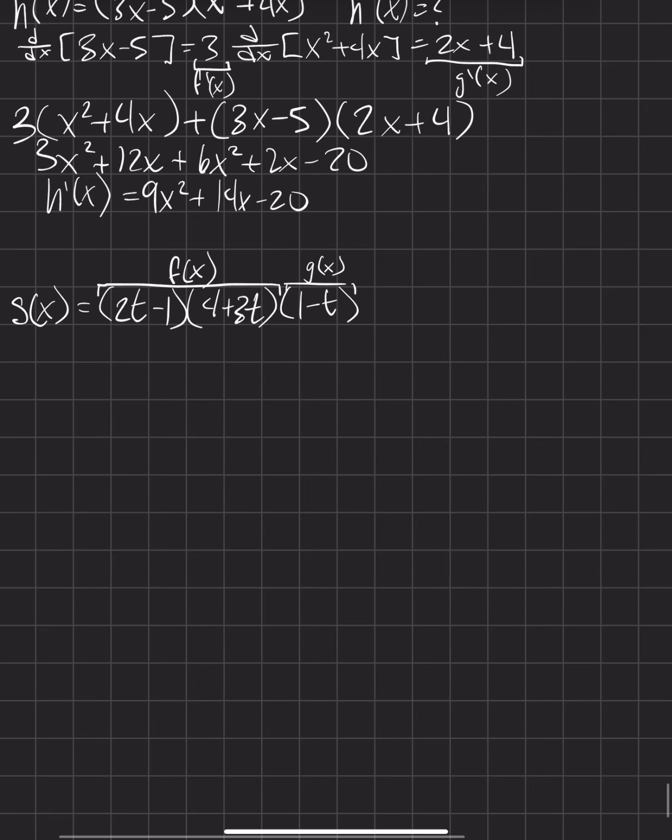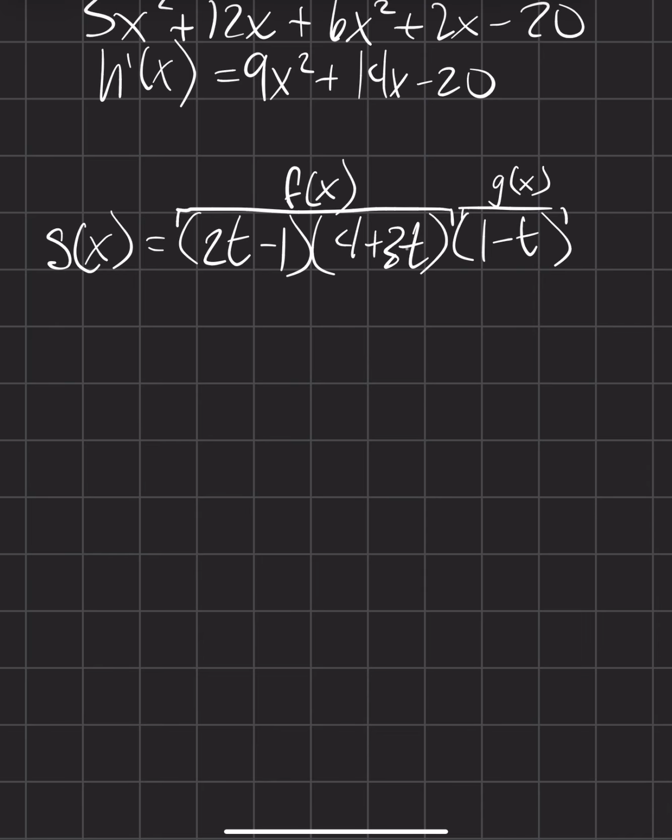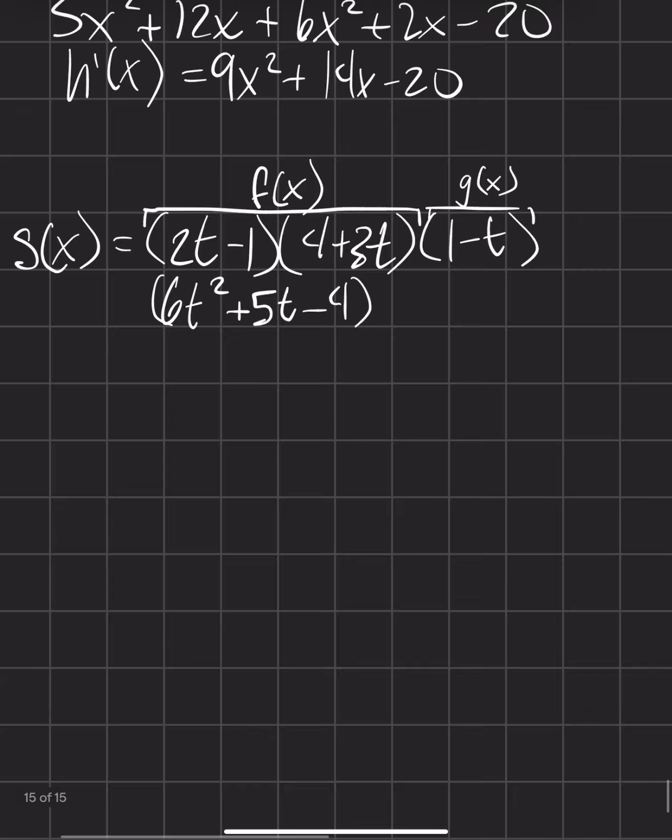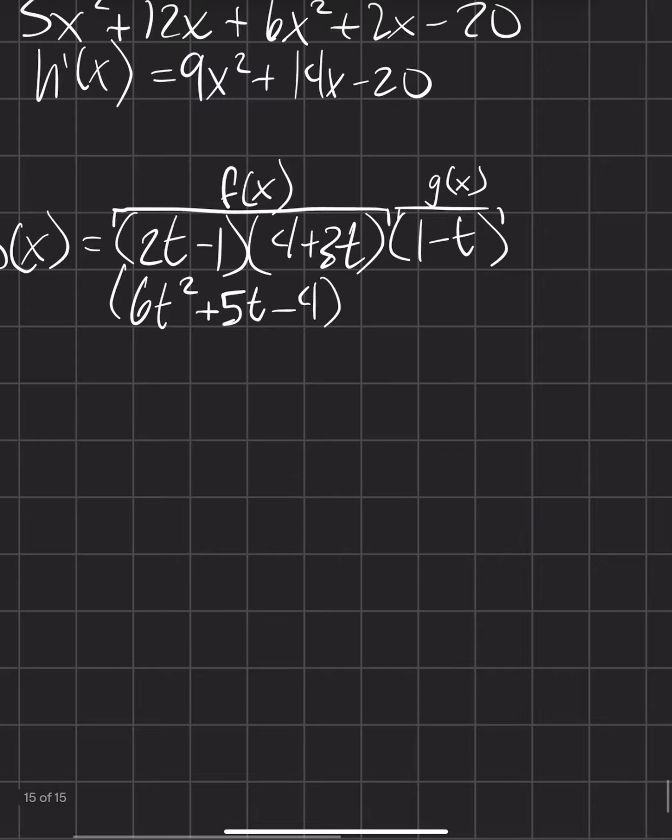So in order to do that, first we've got to take these and FOIL them together, right? If you do a little bit of FOILing, we should end up with 6t squared plus 5t minus 4, and then 1 minus t. Now this is much easier to work with, right? Because then we can take the derivative of each, and then boom, bada boom, right?